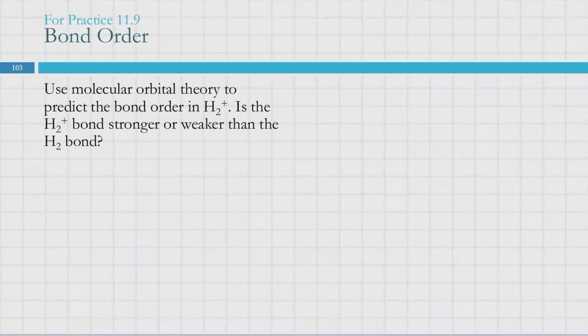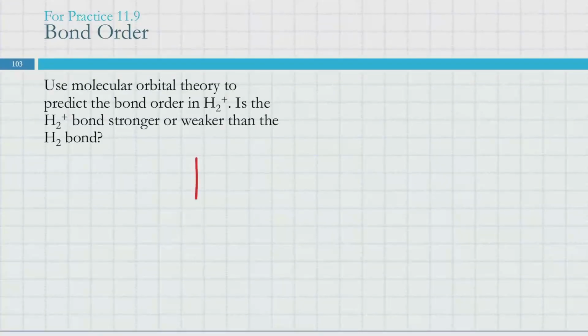So let's use molecular orbital theory to predict the bond order in H2+. So we've got one fewer electron because of that positive charge. Is it stronger or weaker than the H2 bond? So to start out, we'll put in our energy axis.